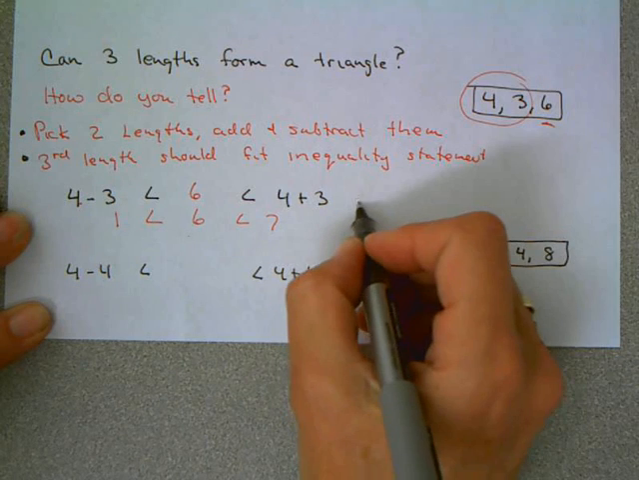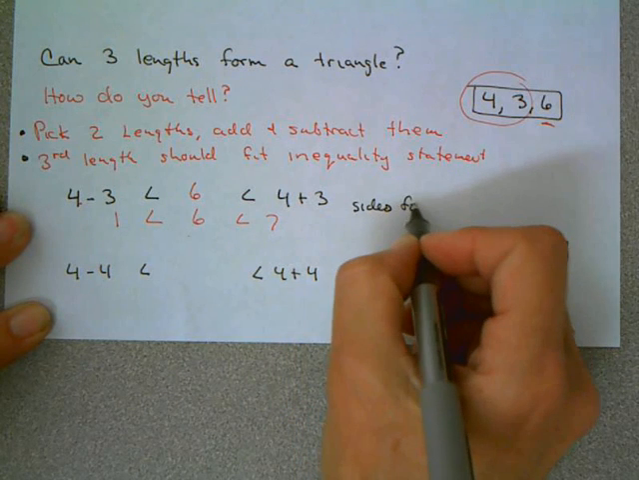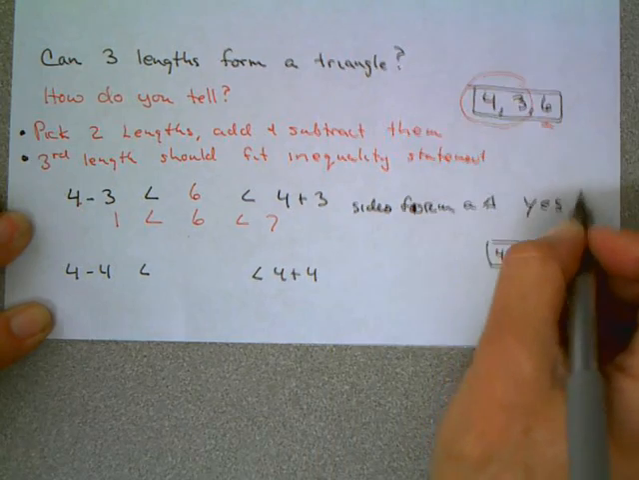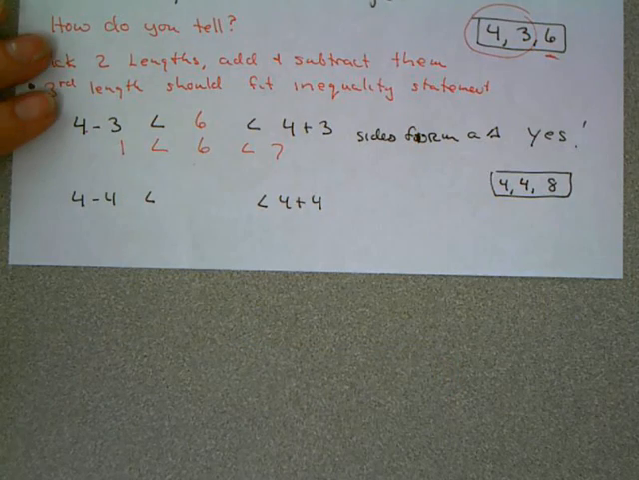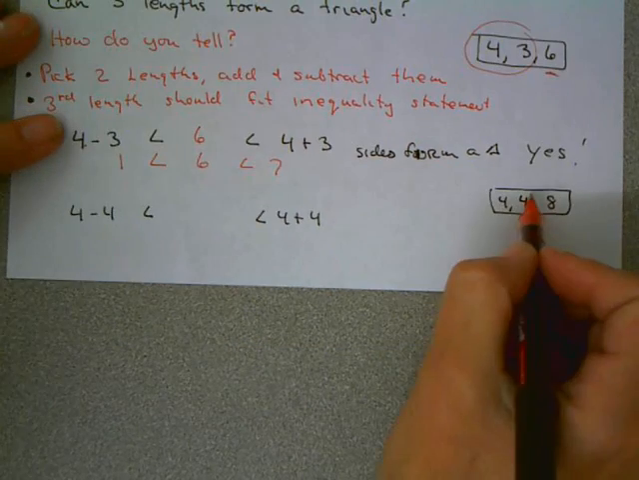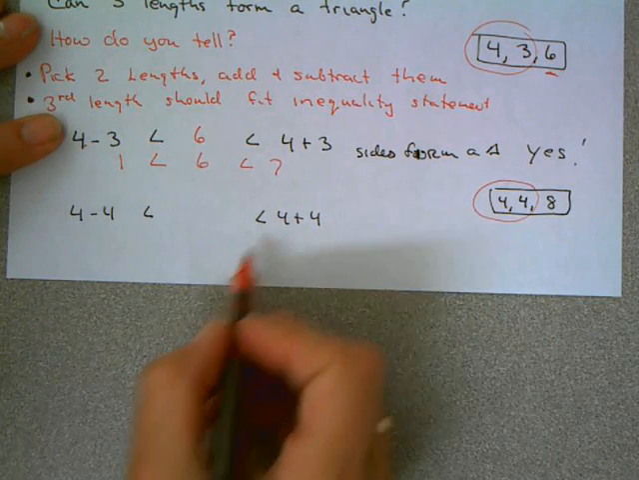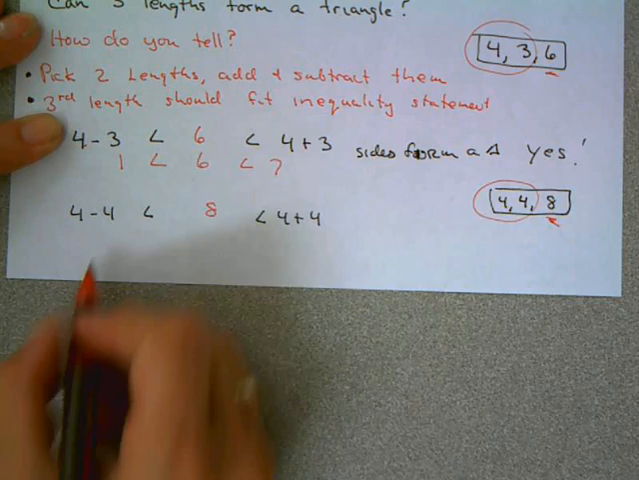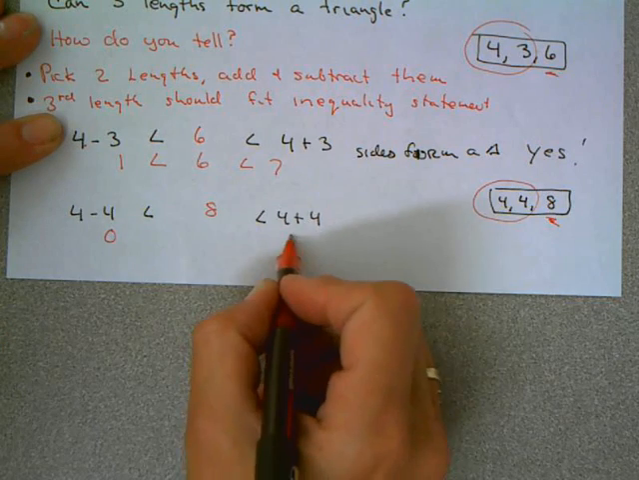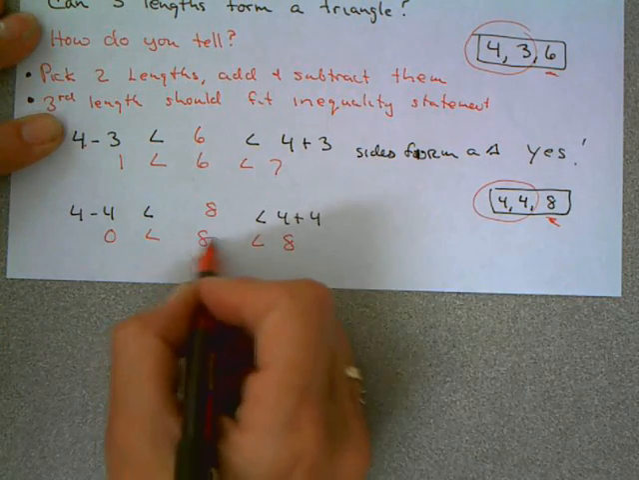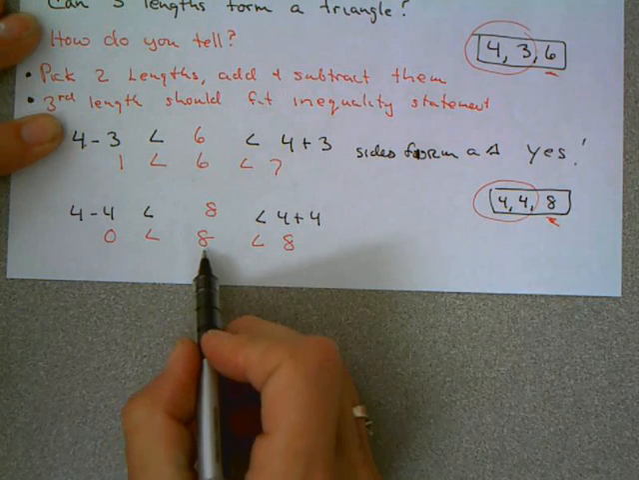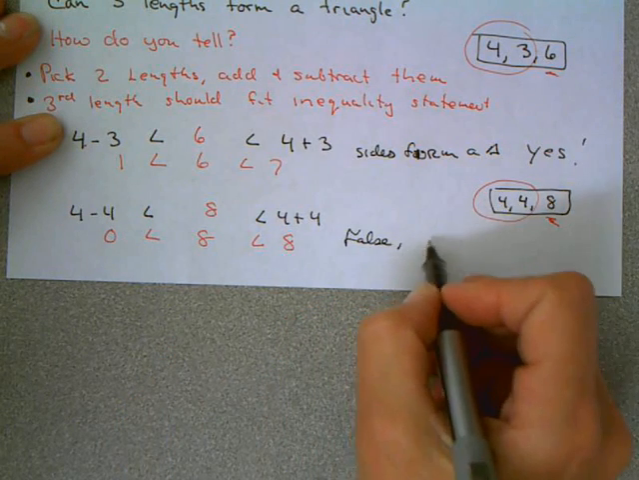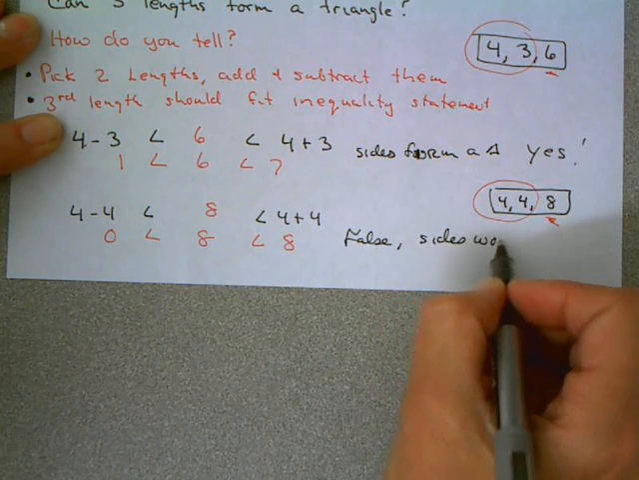Now let's look at 4, 4, and 8. Pick two of them. 4 minus 4, 4 plus 4. 8, the third side, will go in between. 4 minus 4 is 0. 4 plus 4 is 8. And you see we got a problem, because 8 isn't less than 8. So this is false, and you'd say the sides won't form a triangle. That would give you that straight line. Wouldn't work out at all.